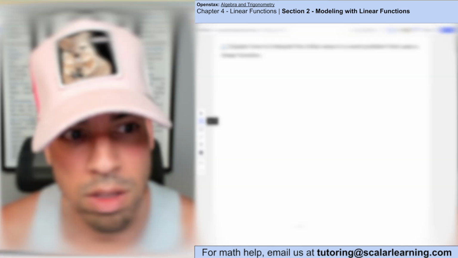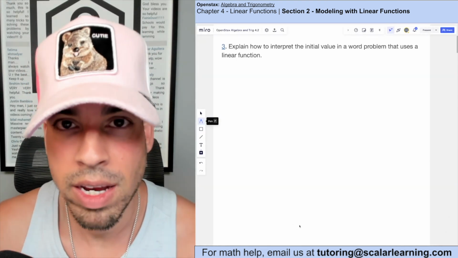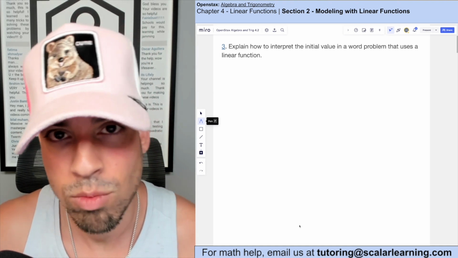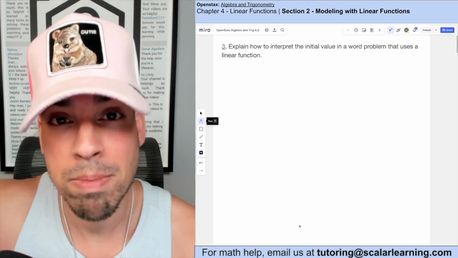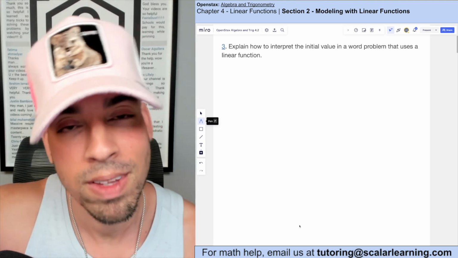Boom, done. The initial value in a word problem is the value that you're going to get when your independent or input variable is set to 0. And that is exactly what makes it that initial value. So sometimes that independent variable might be time. It might be at time 0. When no time has elapsed, what's the starting value? That's how you do it.